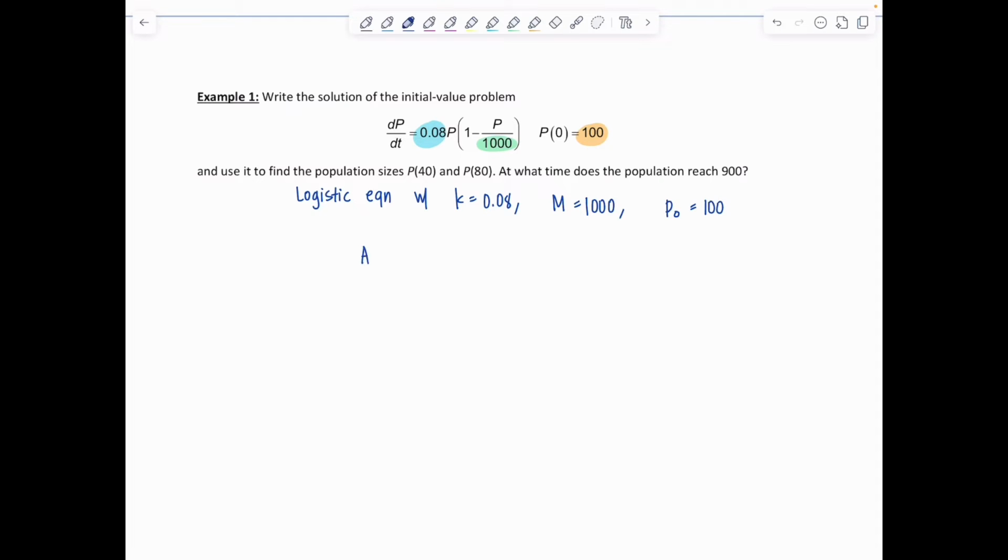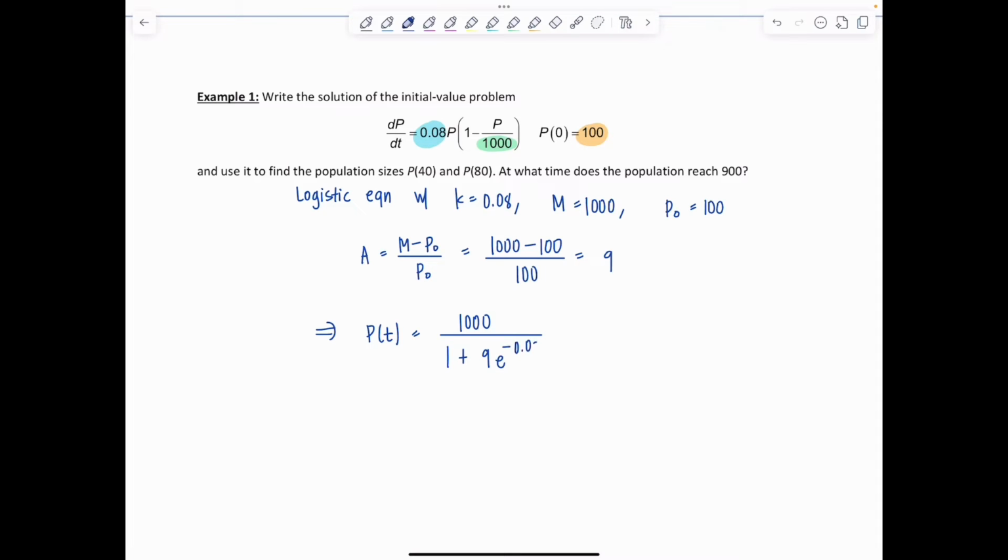So A is M minus P naught over P naught. So that's going to be 1,000 minus 100 divided by 100. So that's 900 divided by 100, 9. Look what lovely numbers. Okay, so putting it all together, then P of t is going to be M over 1 plus A e to the negative kt.